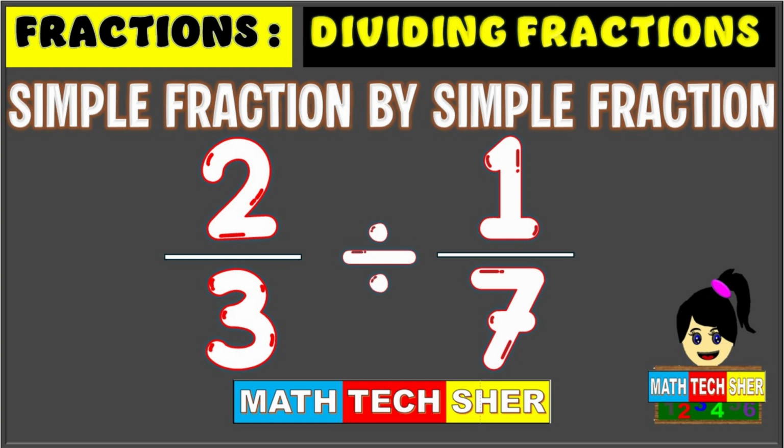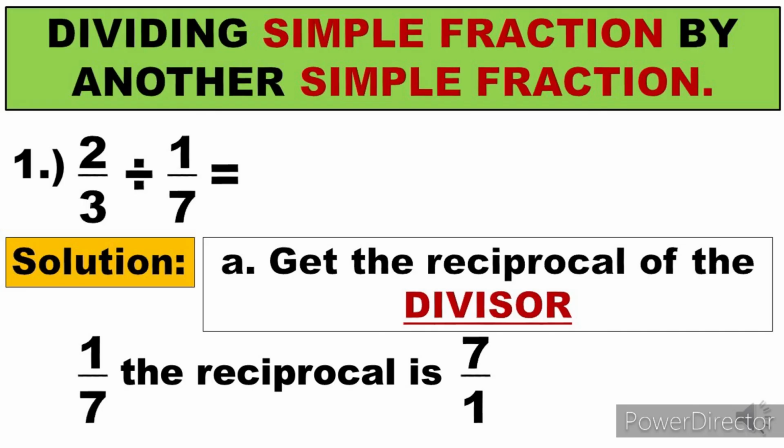Okay, now let's have dividing a simple fraction by another simple fraction. Okay, number 1 example, 2/3 divided by 1/7. So the solution is to first get the reciprocal of the divisor. So meaning yung kabaliktaran ng divisor natin, which is ang divisor natin is 1/7. The reciprocal is 7 over 1.